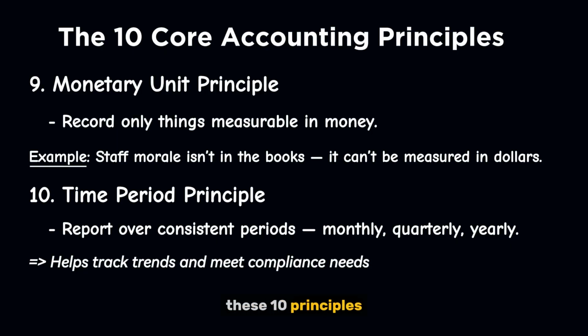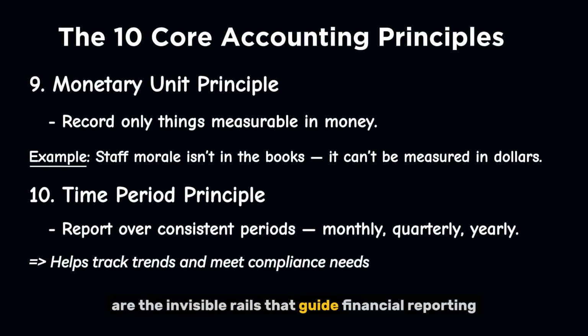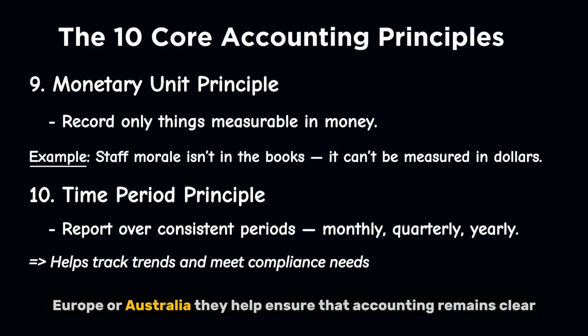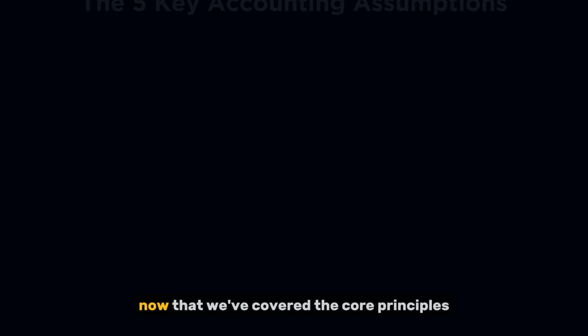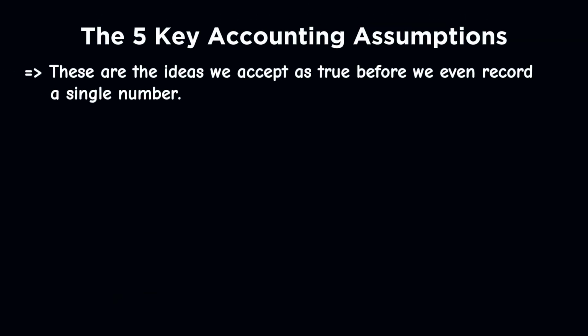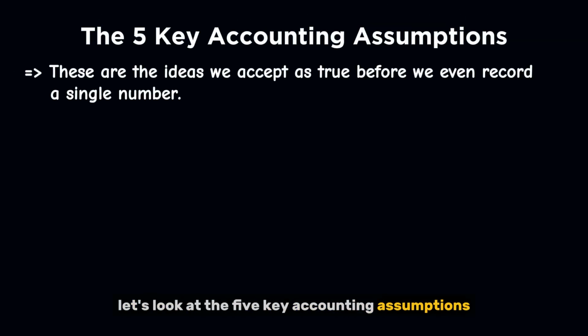These 10 principles are the invisible rails that guide financial reporting. Whether you're in the US, India, Europe, or Australia, they help ensure that accounting remains clear, comparable, and grounded in reality. Now that we've covered the core principles, let's look at the 5 key accounting assumptions.